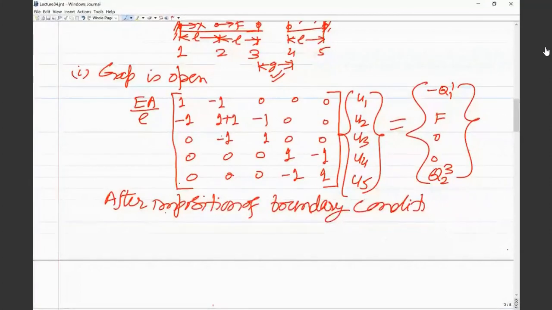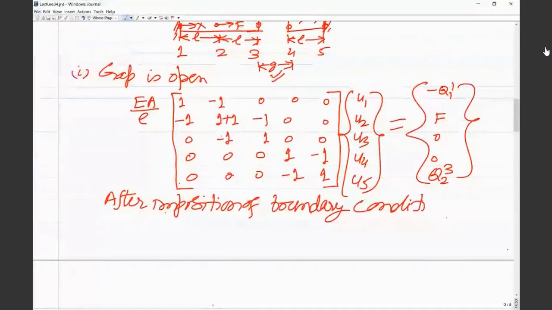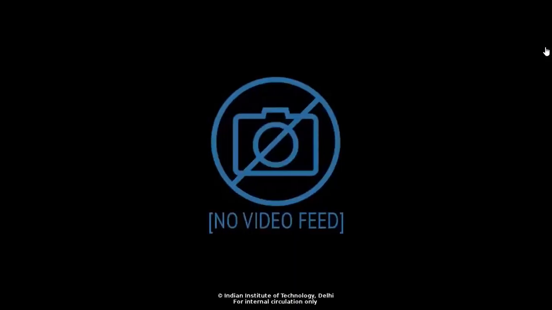Oh, it is not writing, so some problem. Let me close this and open it again.